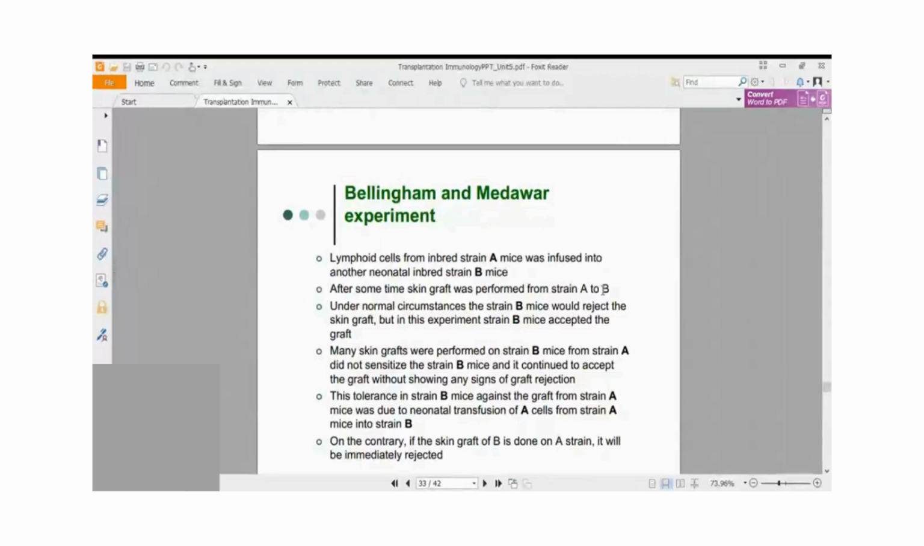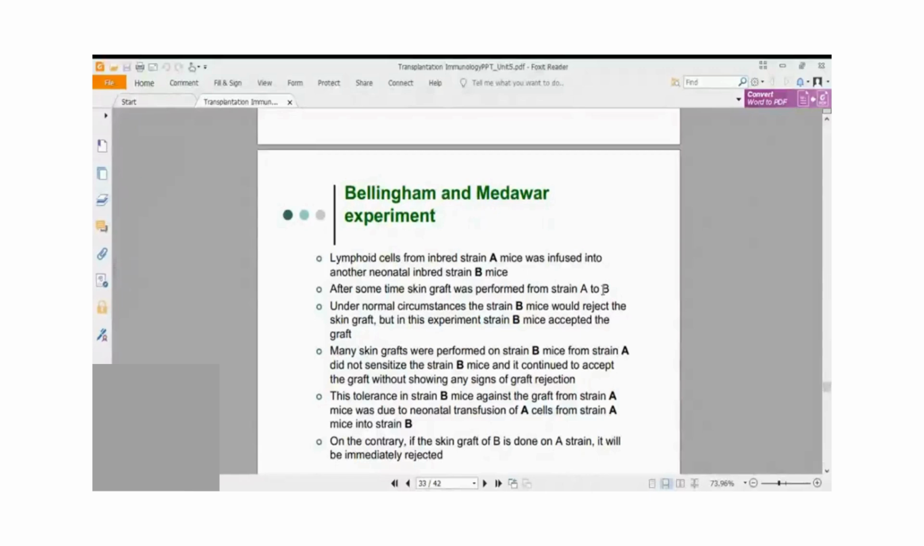And they allowed those fetuses to develop into pups. And the pups were born. And after the pups were born, they received the transplant of the skin of A, and the graft was accepted. This experiment was slightly different from the previous experiment. In the previous experiment, the B mouse was allowed to give birth to the pups. As soon as the pups were born, they were injected with the lymphoid cells of A strain.